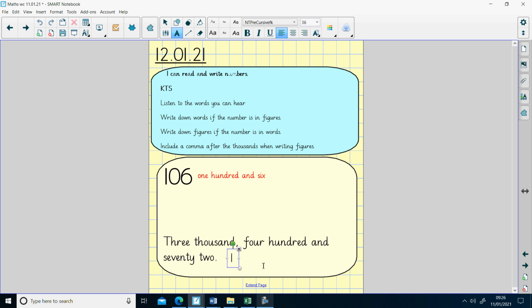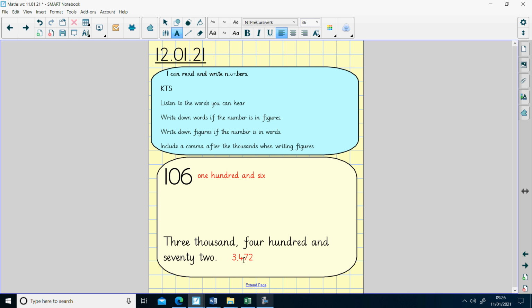This time I'm going to write that number in figures for you. So I'm going to use my numbers to show what that number is saying. So 3,000. So there's my 3 for 3,000. Then I need my comma after my thousands. 400. Now remember, when we're writing 400, we write just the 4 and 72. And I don't need the and, just need the 72.